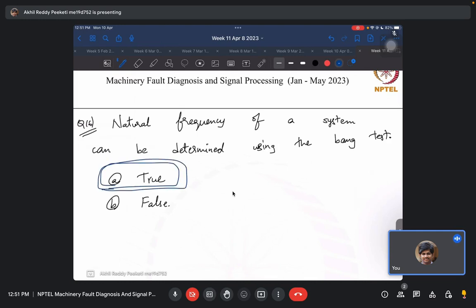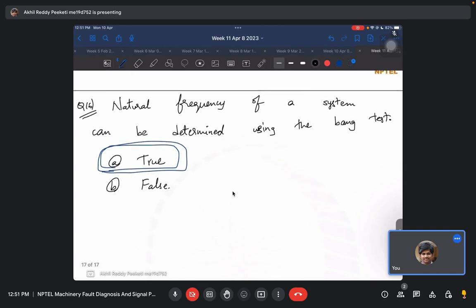Answer is true. When you are actually doing a bump test, you are exciting the material at so many frequencies. So the maximum amplitude will be at the natural frequencies. So you can actually estimate the natural frequency of a system using the bump test. Okay, let's move to the next question.